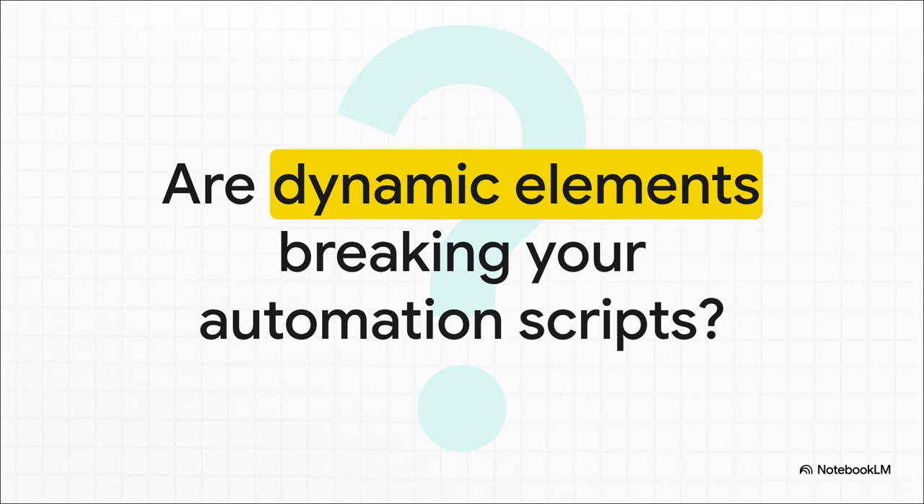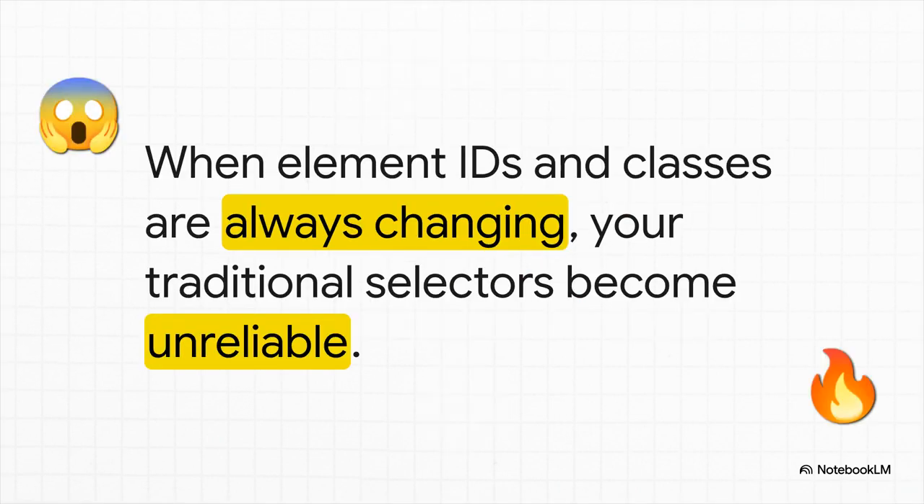Does this sound familiar? You write a perfect test. It runs, it passes, and then an hour later you run it again and bam, it fails. The element's gone or its ID is completely different. It's a classic problem, and it is so frustrating. I mean, this is the nightmare scenario we have all lived through, right?